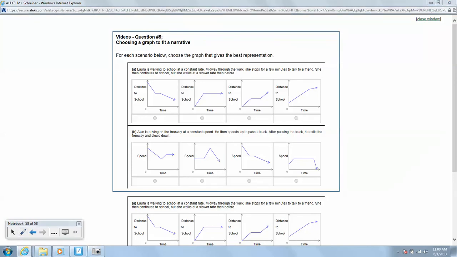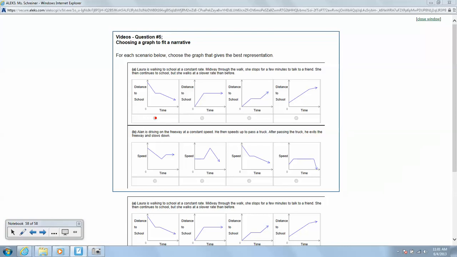This one is the distance to school versus time. Laura is walking to school at a constant rate. So the distance to school, she has to be pretty far away from school because she's trying to get to school. Then she stops to talk to her friend, and then she continues to school but walks at a slower rate than before.